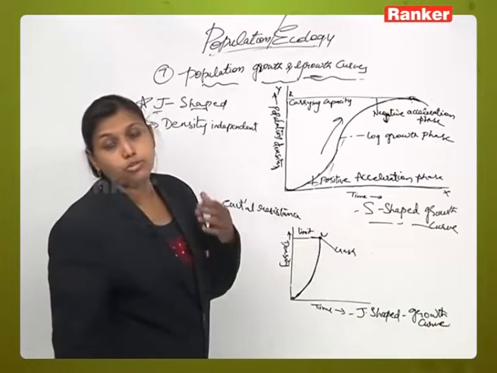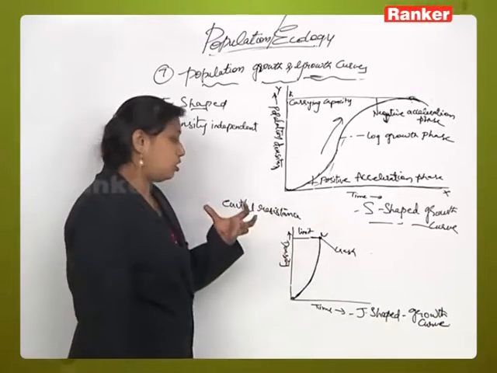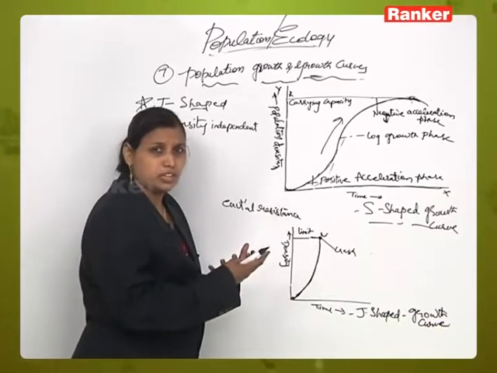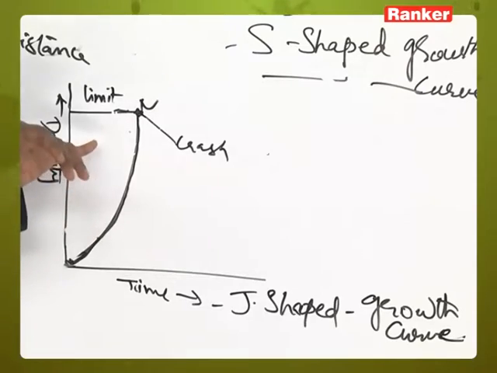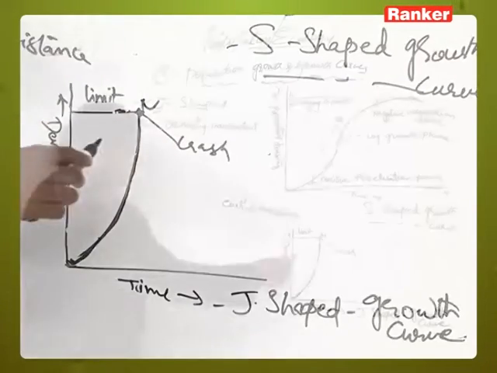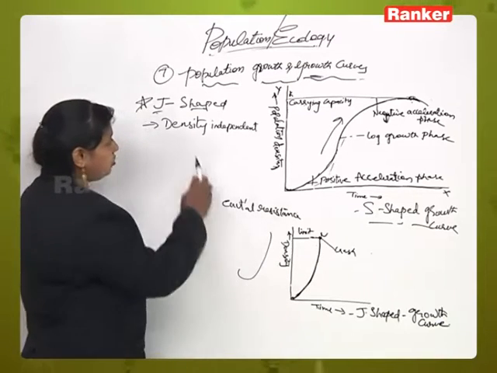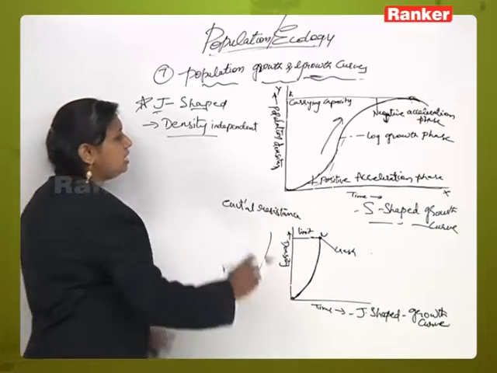It may be due to the seasonal variations it is undergoing, or due to some environmental resistance fluctuations, or due to some other biotic or abiotic factors, because of which the growth of the particular population gets stopped at the final phase, at the crash. So ultimately it will give the appearance of a J. That's why it is called the J-shaped curve, and it is also called the density independent curve.